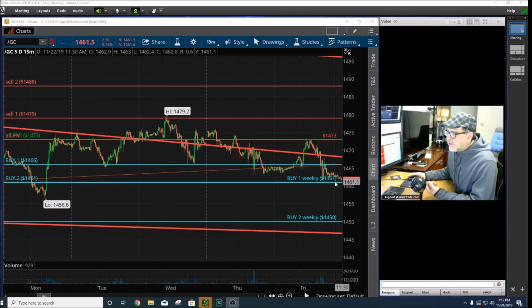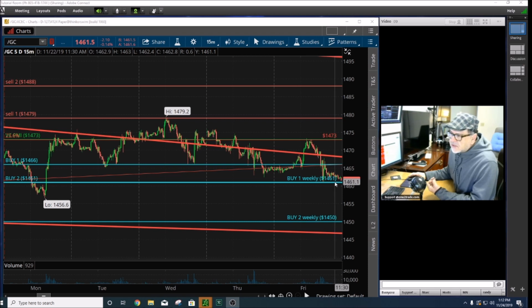The signal is, if you are day trading this system, use the 15-minute bar. A close above 1461 on the 15-minute bar would activate a buy trigger.